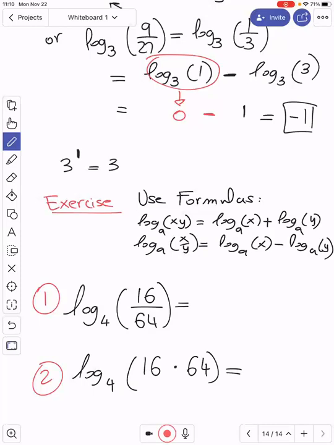Richmond, you're saying for number 1, it's -1. Yes, absolutely, it's -1. Number 2 is 5. Yep, absolutely. Yeah, thank you.